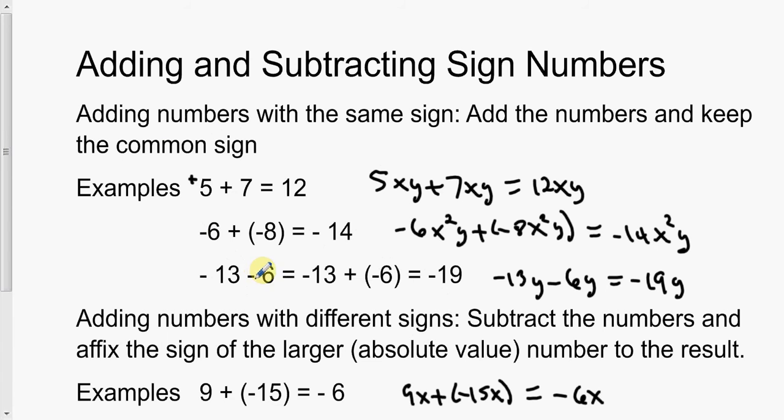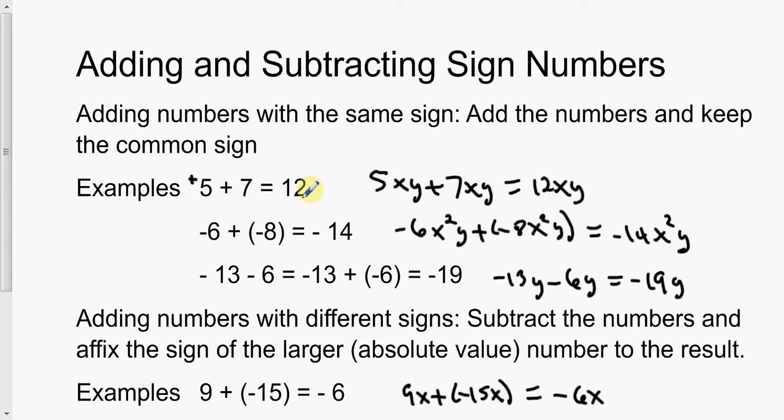Negative 13 minus 6 is the same as saying negative 13 plus a negative 6. Both numbers are negative, so we add them. 13 plus 6, we get 19. Since they're both negative, we keep the common sign.